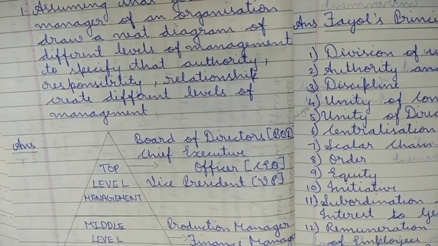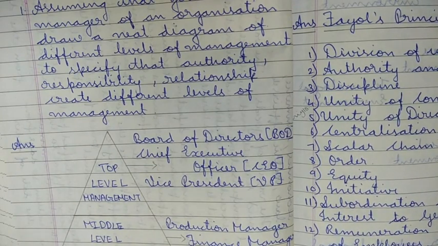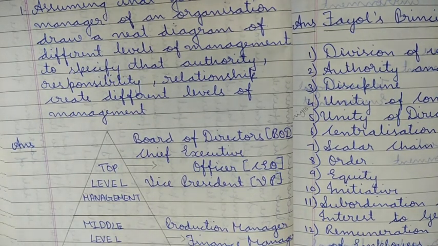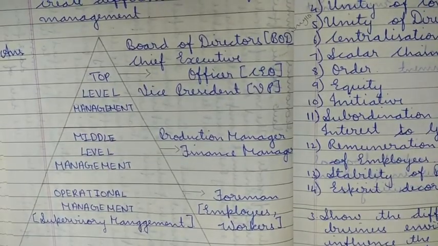Here they have asked the question, that is, if you are a manager in an organization, what are the authority, responsibility and relationship which you will take over the other persons, or what are the different levels which are there in a management. So the answer is very easy.